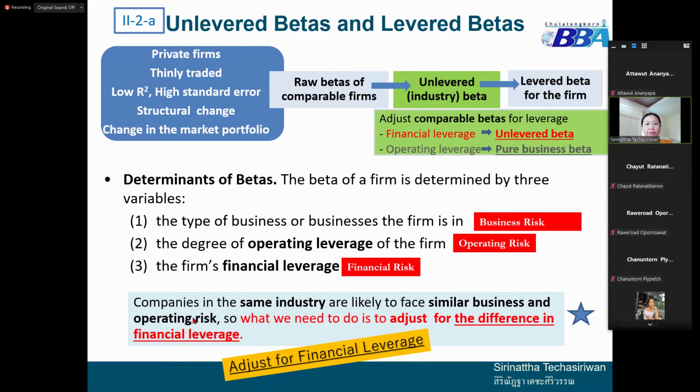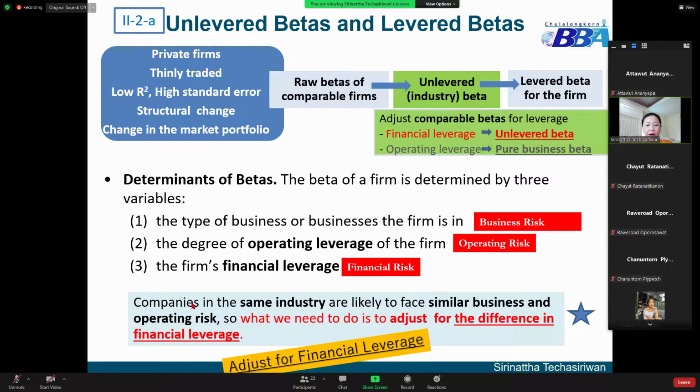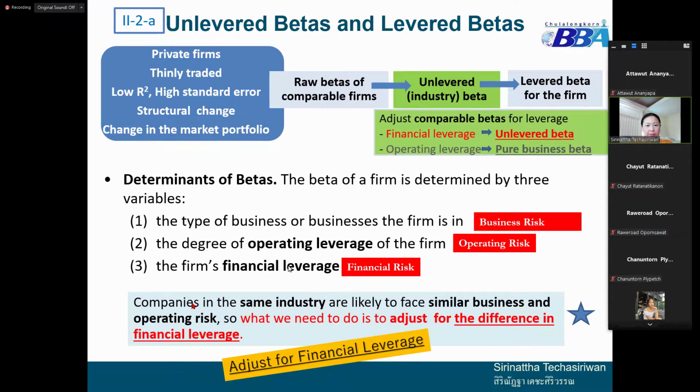If the comparable firms have different level of debt, different capital structure, different level of financial leverage than the company that we analyze, then we need to take out the difference in financial leverage. When we take out the difference in financial leverage from the beta of the comparable firm, we have the unlevered beta of the comparable firm. I will tell you the formula later.